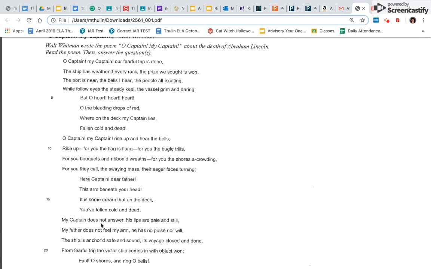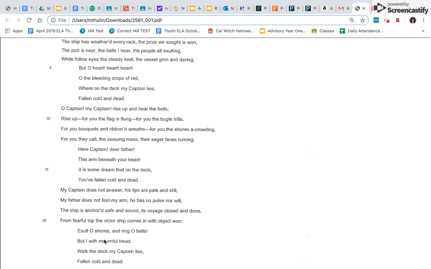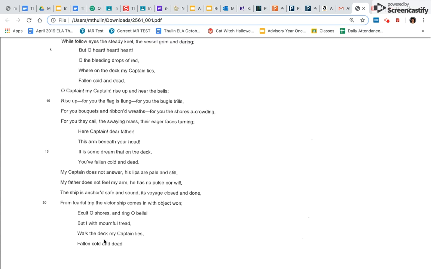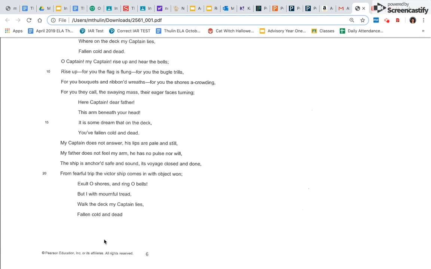My captain does not answer. His lips are pale and still. My father does not feel my arm. He has no pulse nor will. The ship is anchored safe and sound, its voyage closed and done. From fearful trip the victor ship comes in with object won. Exult, O shores, and ring, O bells, but I with mournful tread walk the deck where my captain lies, fallen cold and dead.